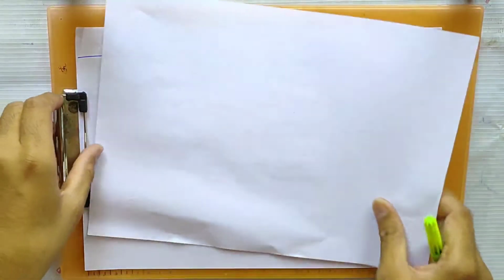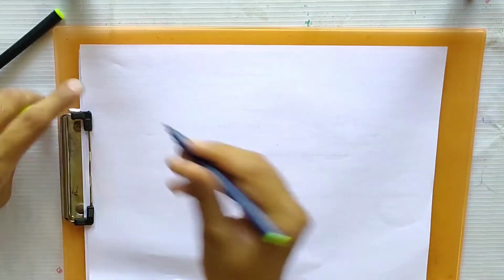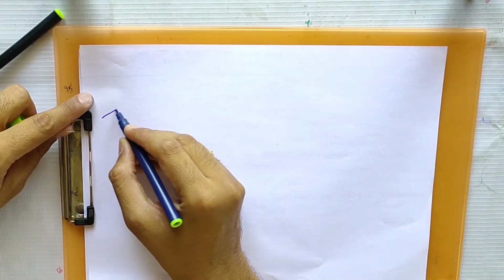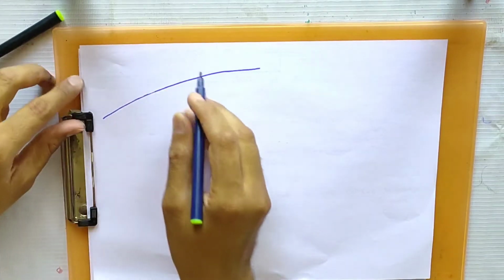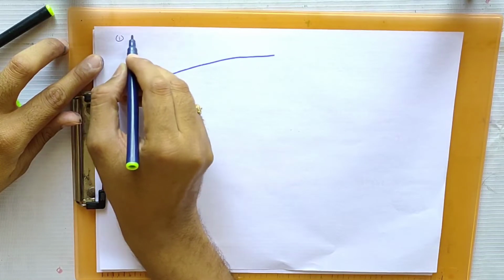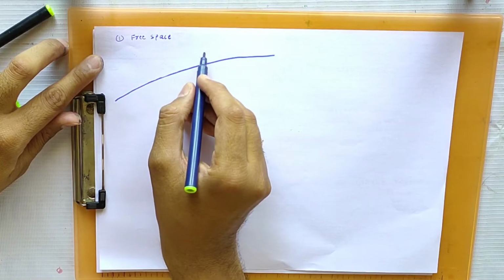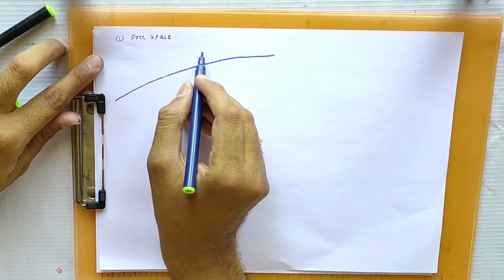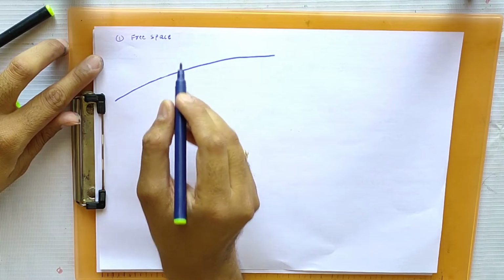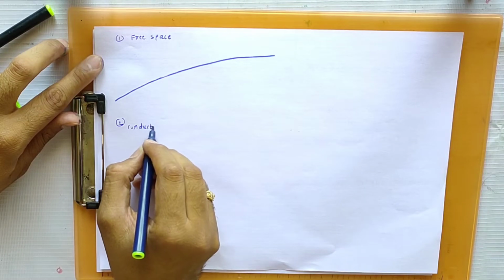Now suppose this is the boundary which separates the two media. This is my first medium, medium 1, which is free space. Free space means it is air medium, and the relative permittivity for free space is unity, 1. The second medium is a conductor, or good conductor.